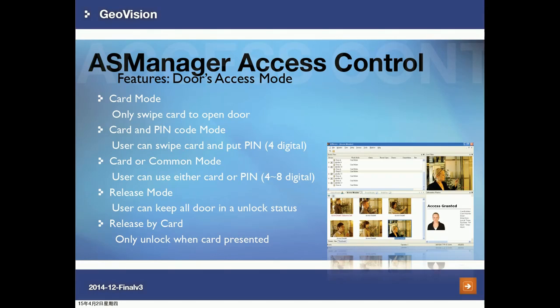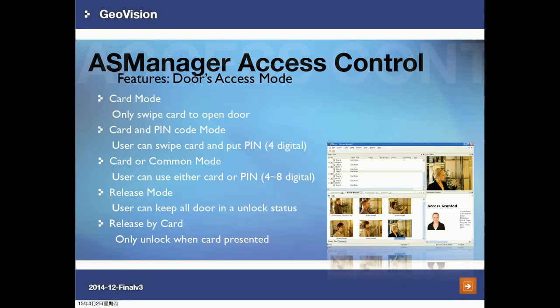There are different kinds of access modes when you are setting the access schedule for the different doors. So the first one would be card mode, where users can only swipe cards to open doors. The second one would be card and PIN code mode. So users have to swipe and input their PIN code, 4 digits. The third one would be card or common mode. So they can either use their card or just the PIN code to open the doors.